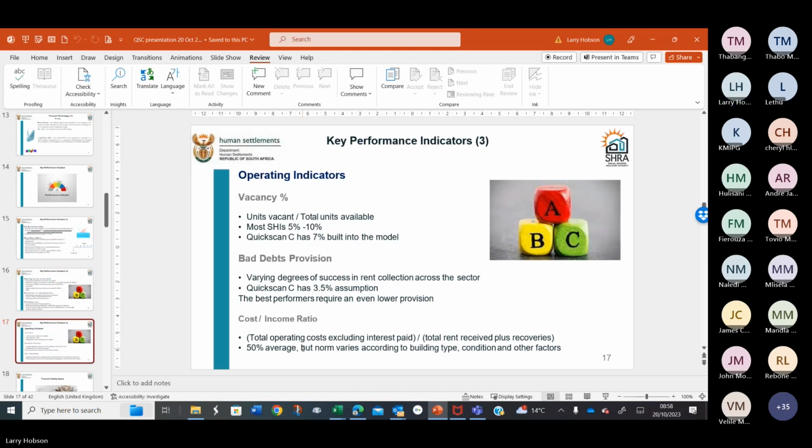So with that cost income ratio now settled to a second level of ratios, not the primary ratios, if you're doing 50% average, then you should be okay. But it does vary, and it's difficult to set a norm for that.